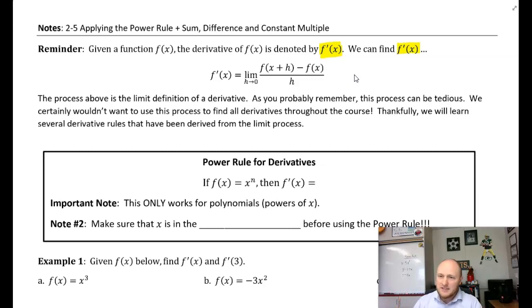The problem is that this is very, very tedious and time-consuming. It requires strong algebraic skills. We wouldn't want to use this for all of the derivatives throughout this course because, quite frankly, the simplification is not even possible with all the types of functions that we're going to encounter. So we're going to learn some derivative rules that will help us calculate the derivatives, the slope of a tangent line at a point, extremely quickly.